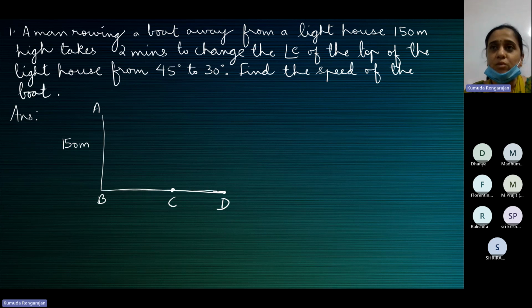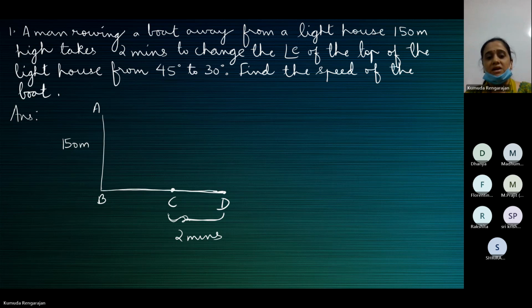Now we need to find the speed of the boat. The distance CD is covered in 2 minutes, so we need to find the distance CD. The distance CD divided by the time of 2 minutes will give you the speed of the boat. Speed is equal to distance by the time taken to cover that distance.